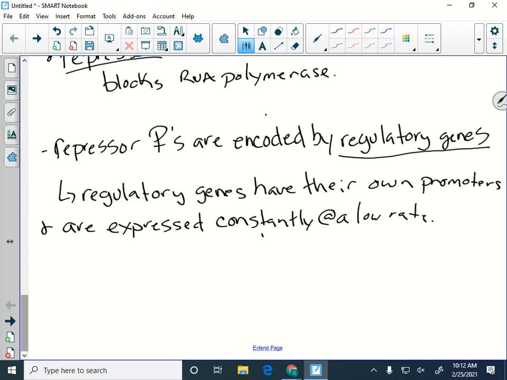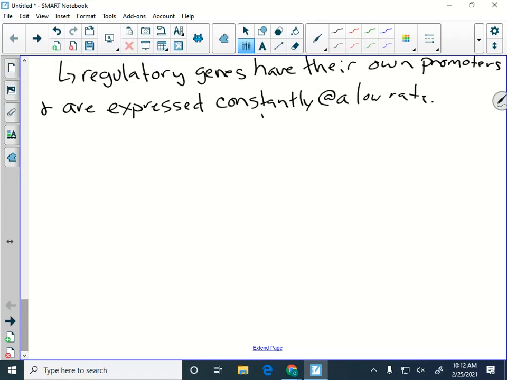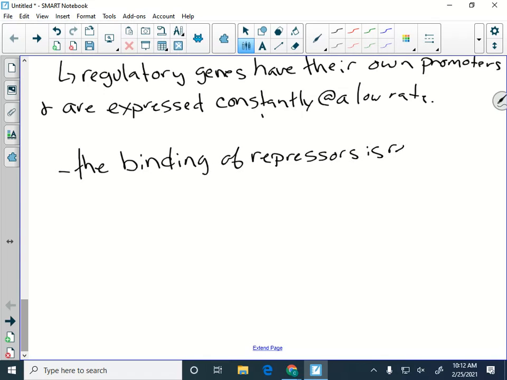One, the binding of repressor proteins is reversible. So a repressor protein can bind to and stop a sequence from being transcribed, but it could also unbind and let transcription happen. So the binding of repressors is reversible.